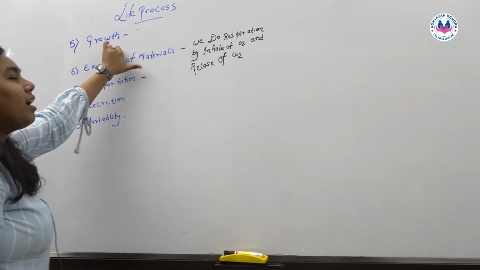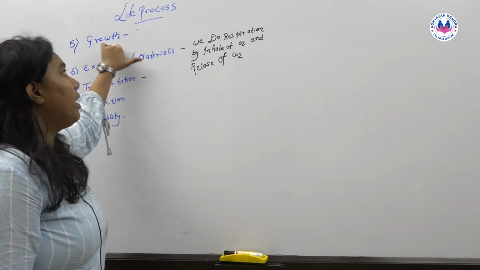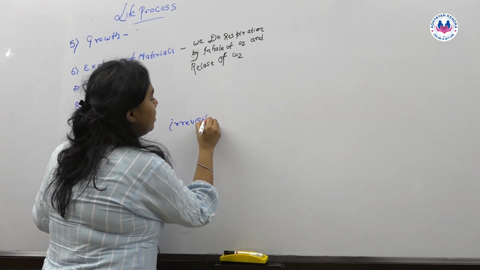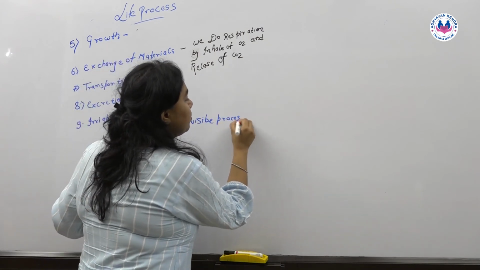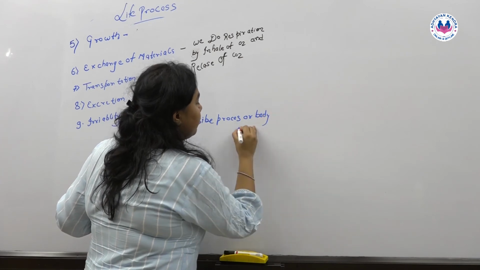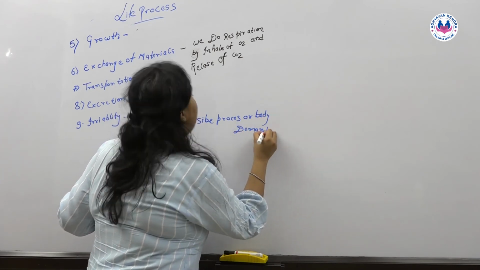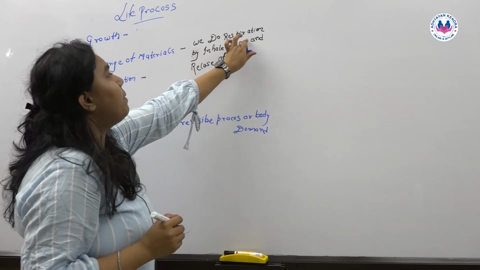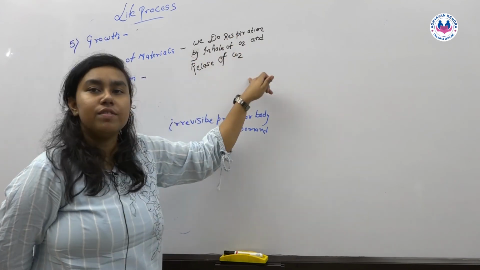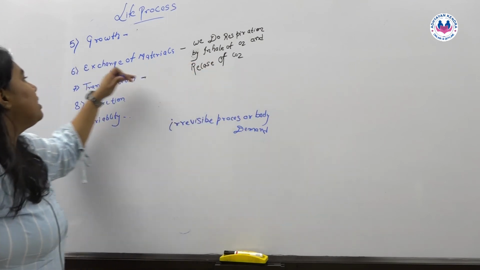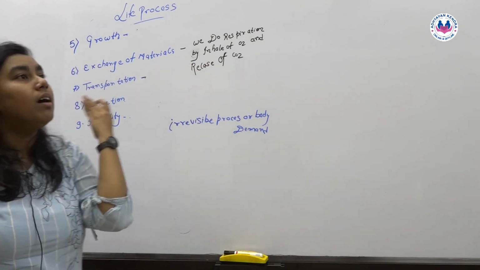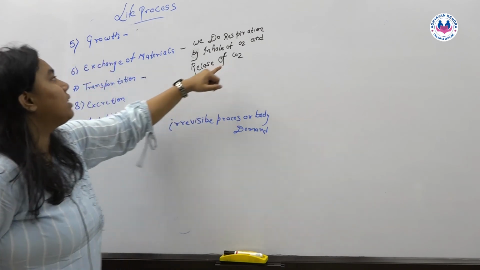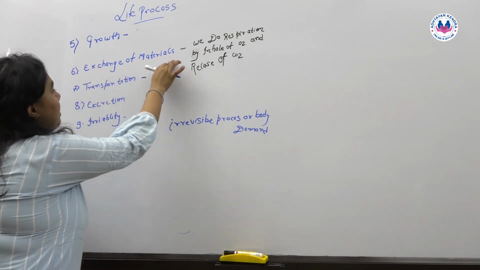The next topic is growth. Every organism needs growth in its body, so growth is basically an irreversible process of body demands. Next is exchange of material. We do respiration by inhaling O2 and releasing CO2, carbon dioxide, which is exchange of material. We take oxygen from the outside source, the surroundings, and release carbon dioxide, which is basically known as exchange of material.